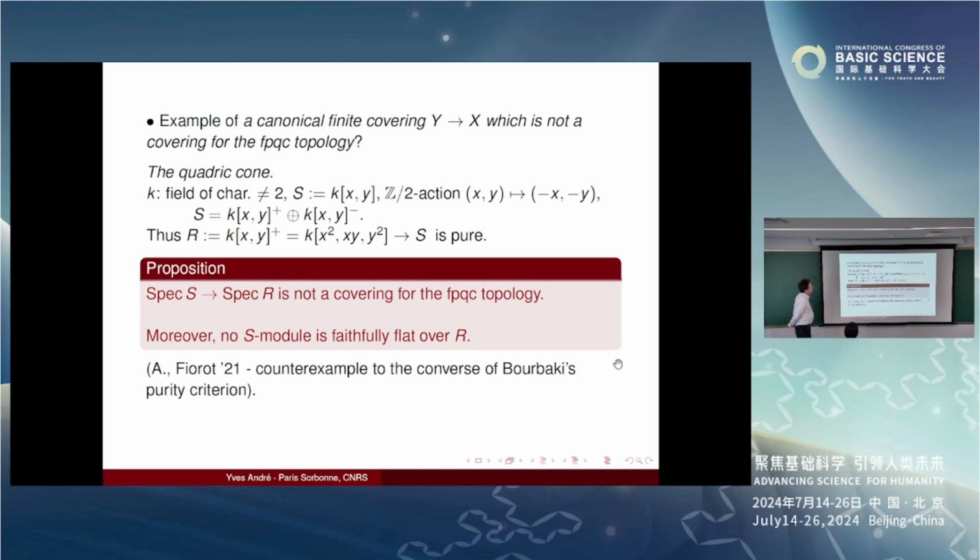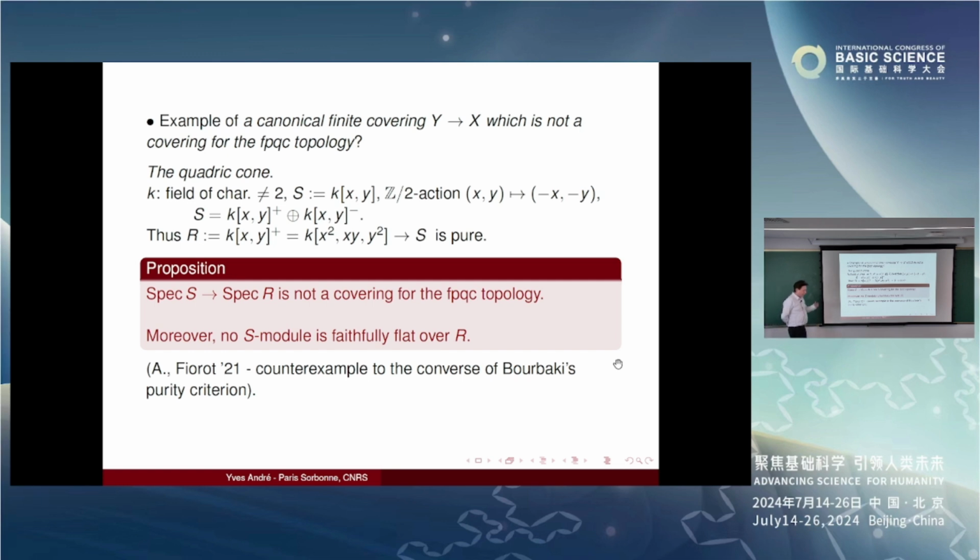So now let us look at finite coverings which are coverings for the canonical topology, but which are not coverings for the FPQC topology. The simplest example is the quadric cone. You take a field of any characteristic different from 2 now, and Y will be the affine plane, and X will be the quotient by the action of (x,y) going to (-x,-y). So there is an obvious splitting, and so the extension R to S is pure. So this is a canonical covering, but it is not a covering for the FPQC topology.